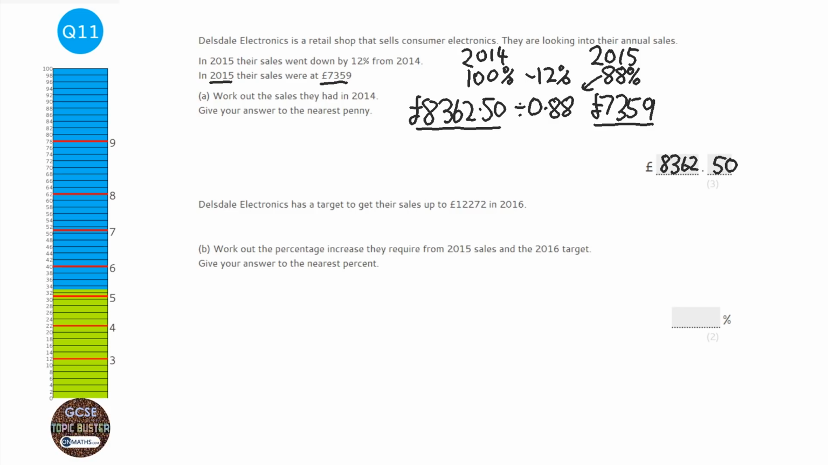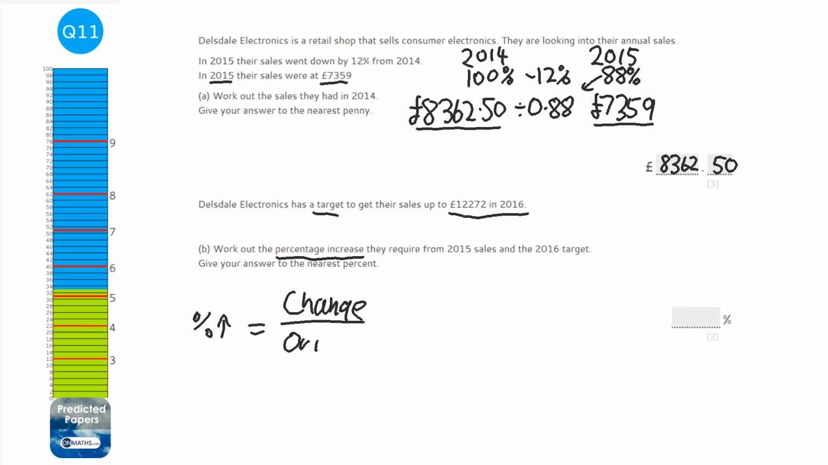£8,362.50. Okay, the next question says that they have a target to get their sales up in 2016. What's the percentage increase? Now, percentage increase or percentage decrease, it's the same formula: change over original times 100. So the change, well, that's going to be 12,272, take away the 2015 sales, so that's that one there, 7,359.